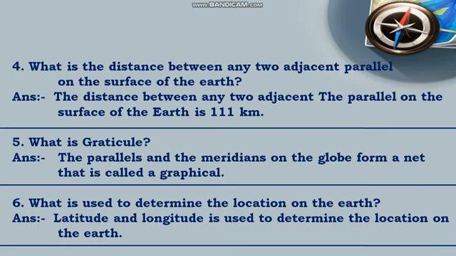Fifth, what is graticule? Answer: the parallels and the meridians on the globe form a net that is called a graticule. Sixth, what is used to determine the location on the earth? Answer: latitude and longitude are used to determine the location on the earth.